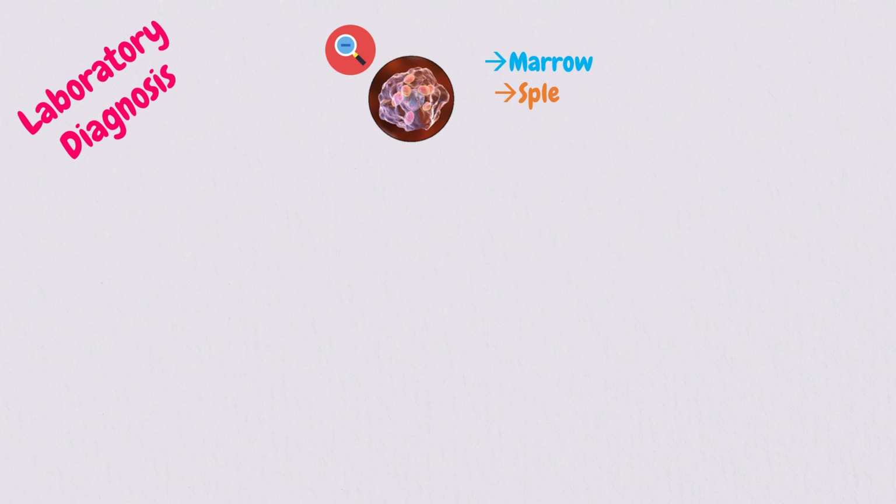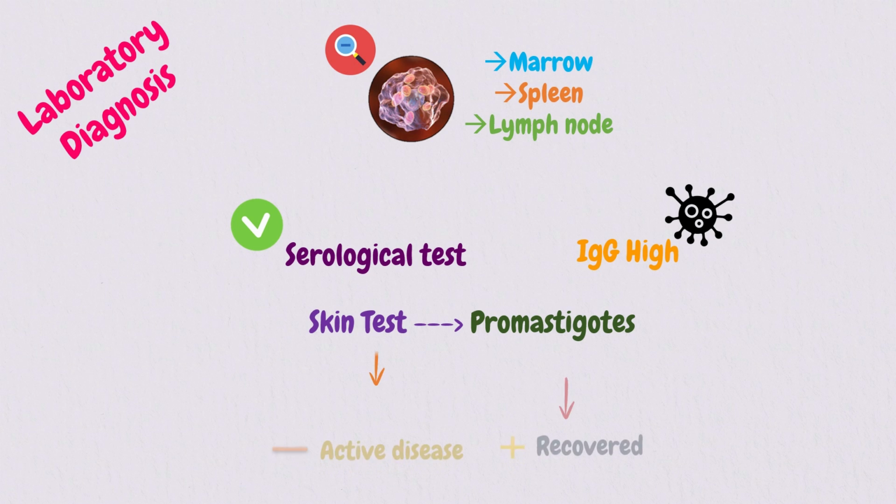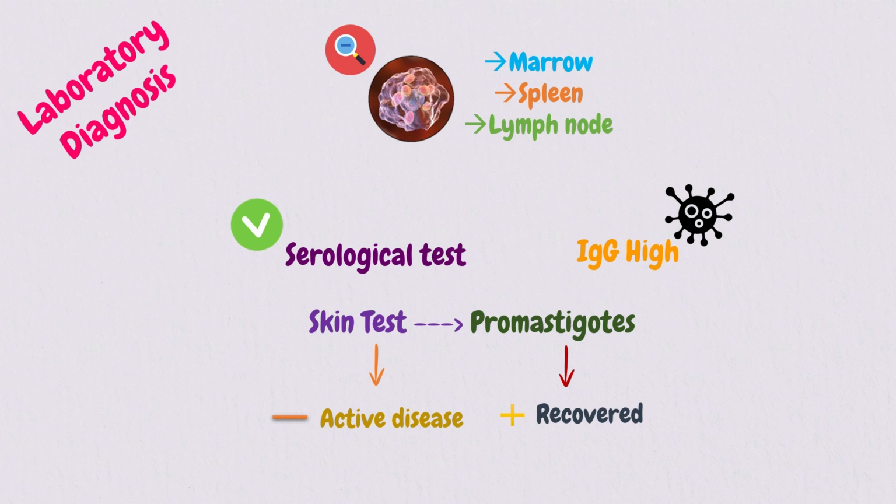Following is the laboratory diagnosis of Leishmaniasis. Diagnosis is usually made by detecting amastigotes in a bone marrow, spleen or lymph node biopsy or touch preparation. The organisms can also be cultured. Serologic tests are positive in most patients. Although not diagnostic, a very high concentration of IgG is indicative of infection. A skin test using a crude homogenate of promastigotes as the antigen is available. The skin test is negative during active disease, but positive in patients who have recovered.